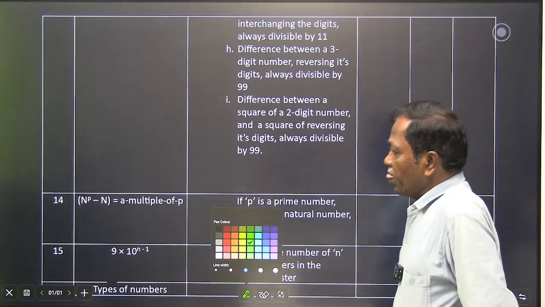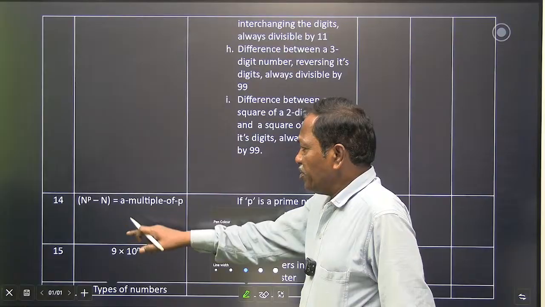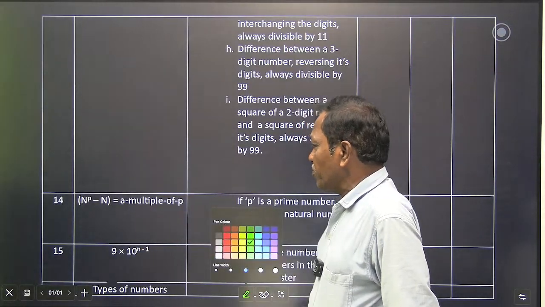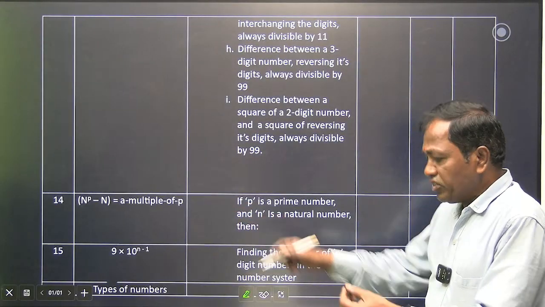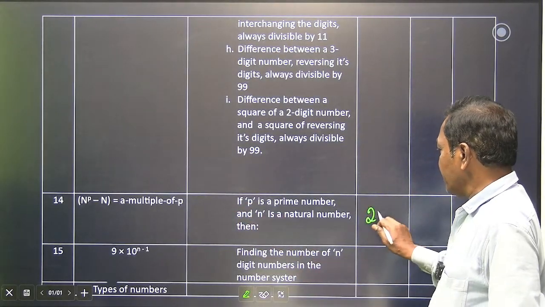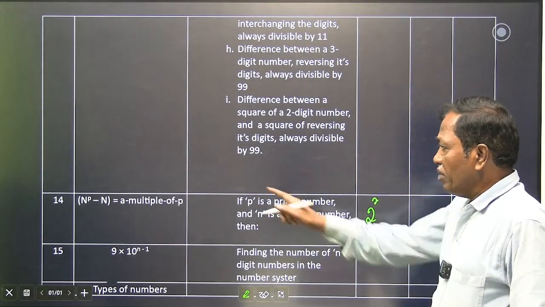Now there are many properties I have mentioned in the syllabus. Now n to the power of p minus n is a multiple of p always. I'll give one example of this. n to the power of p, where n is a natural number, and p is a prime number. You can even take 2 minus n.